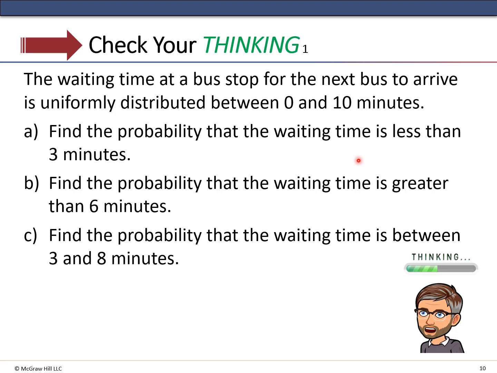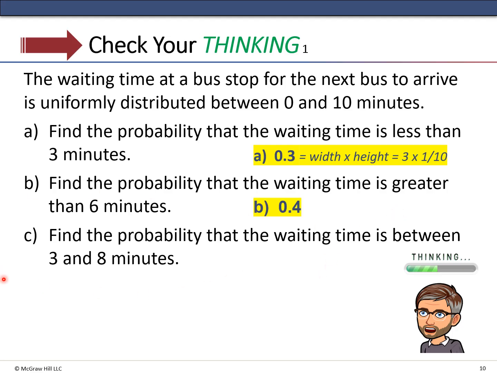Okay? So when we look at this first problem, we find the probability the waiting time is less than 3 minutes. The width of that rectangle will be 3, and the top is 1 over 10, so 3 times 1 over 10. Find the probability that the waiting time is greater than 6 minutes. Well, greater than 6 minutes, the total is 10 minutes. 10 minus 6 gives us 4 minutes, so we're going to have 4 times 1 over 10, or 0.4.